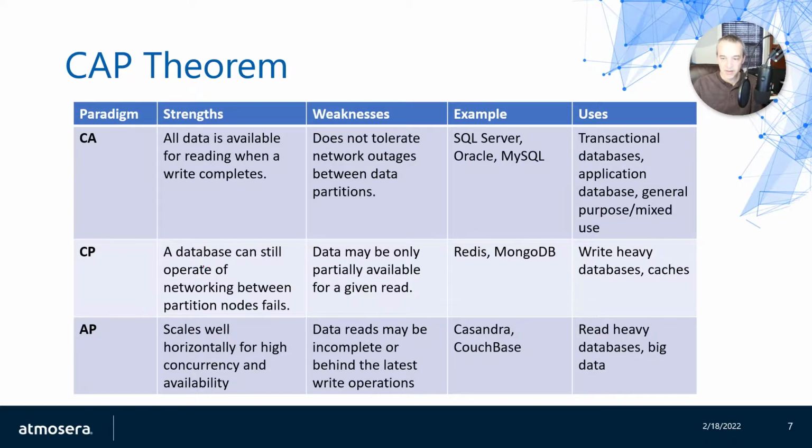CP databases, as we mentioned, these are good for operations that might be available for when a node partition fails. The weakness being is that some of the data might not be available if that happens. Some examples are Redis and Mongo. These are really good for write-heavy databases and caches. So in the instance of document databases like we see with Mongo, that's really conducive for data that's being written often. And it can also be read often.